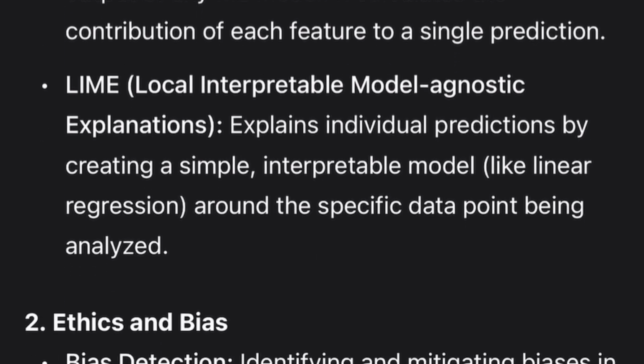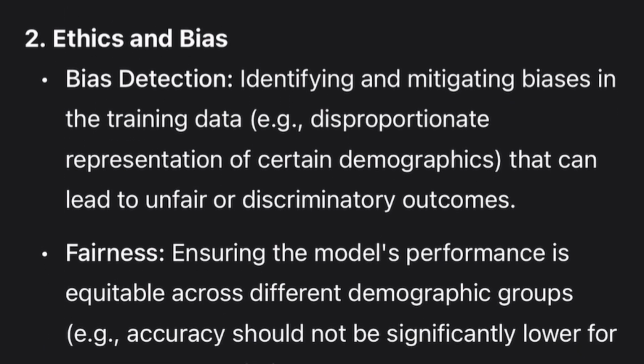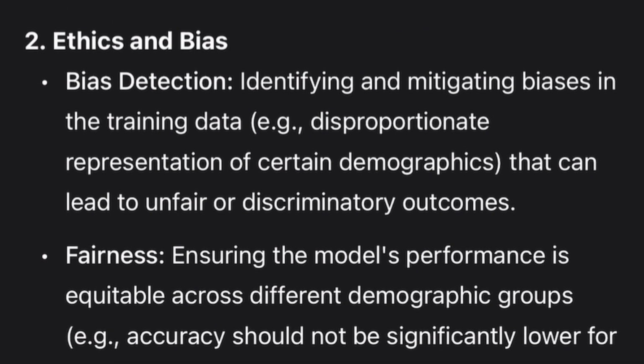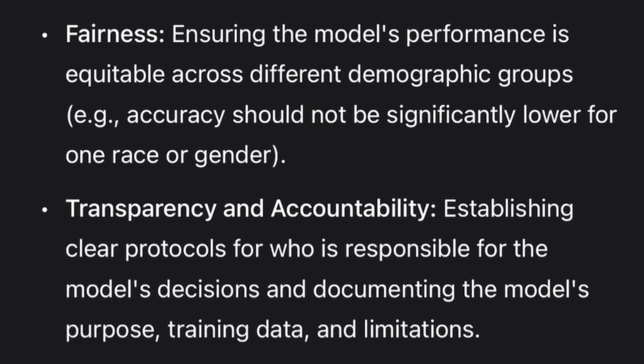2. Ethics and bias. Bias detection: identifying and mitigating biases in the training data, e.g., disproportionate representation of certain demographics that can lead to unfair or discriminatory outcomes. Fairness: ensuring the model's performance is equitable across different demographic groups, e.g., accuracy should not be significantly lower for one race or gender. Transparency and accountability: establishing clear protocols for who is responsible for the model's decisions and documenting the model's purpose, training data, and limitations.